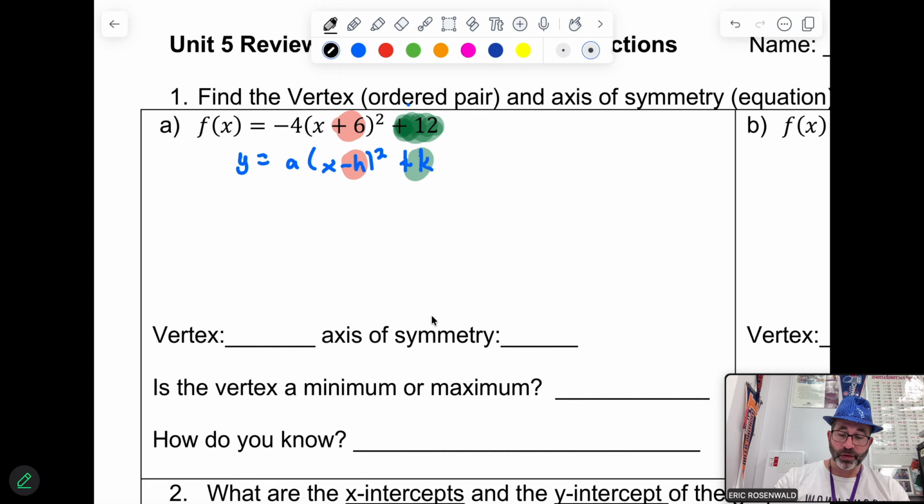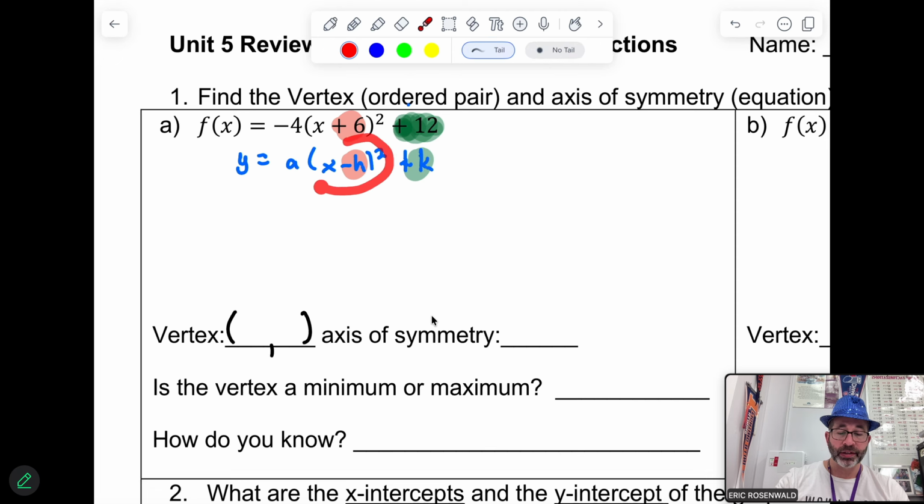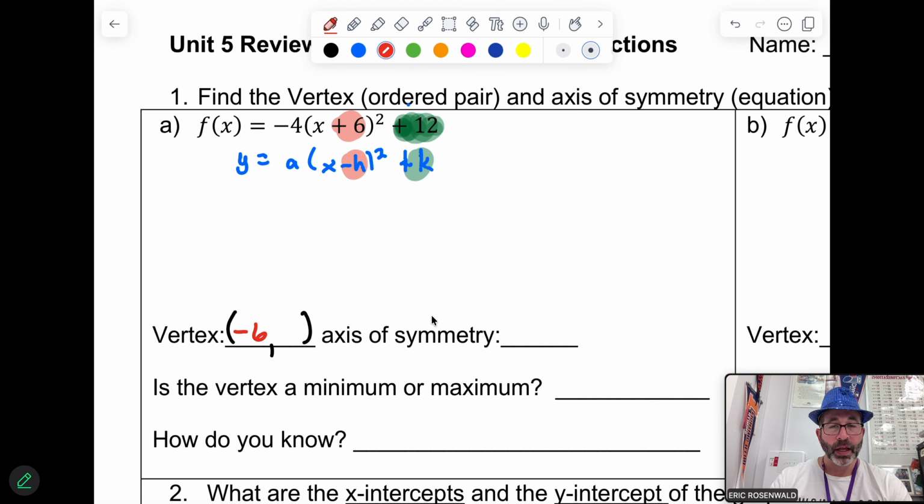For the vertex, we're going to pull the values out, but recall that with the inside portion, we always take the opposite. Since I see a positive 6, we take the opposite, and it's going to be a negative 6 for the h value. And for the k, it's just going to be the 12 that's right there. So my vertex for this is at negative 6, positive 12.